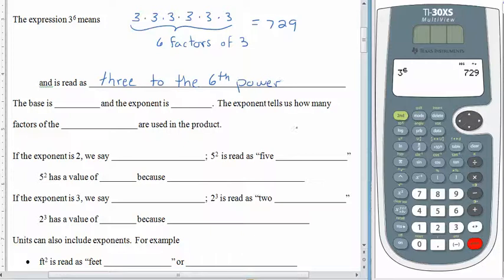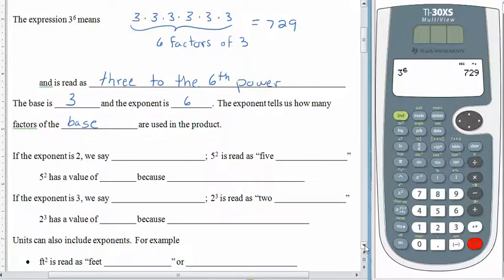And each part of this expression has a name. So the base is a 3. That's the thing that tells you what the factor is. The exponent is the power, which was 6. The exponent tells us how many factors of the base are used in the product.